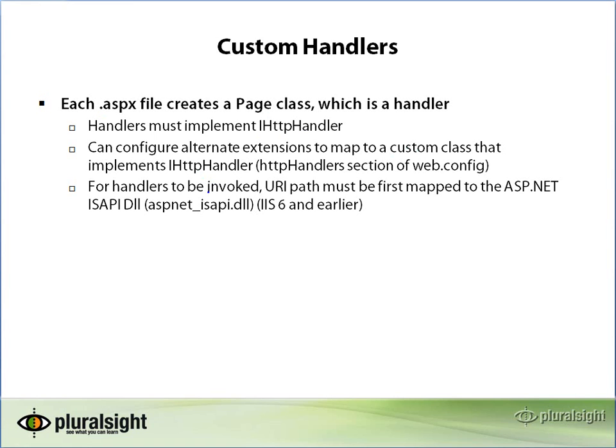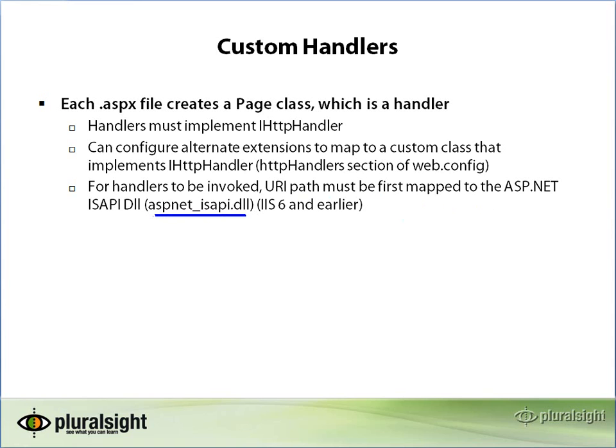And we'll have to configure ASP.NET to recognize this handler, and we'll also have to map a specific path or extension onto this handler. So we need to tell ASP.NET when to invoke this particular class's ProcessRequest method, and how to map it onto us. And as we'll see in a few minutes, for handlers to be invoked, the path in IIS6 and earlier must be mapped onto the ISAPI DLL for ASP.NET.